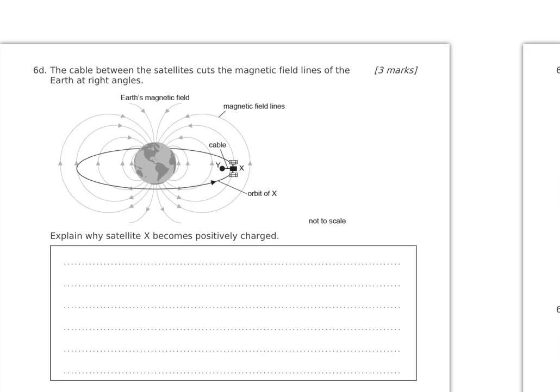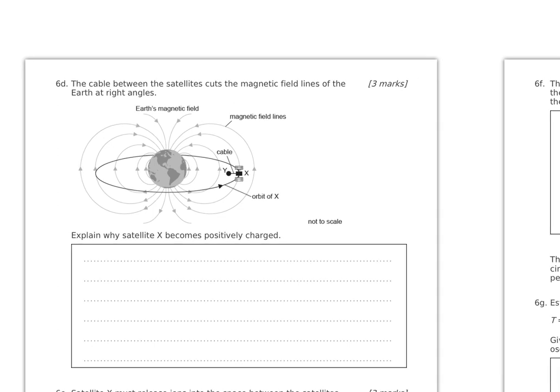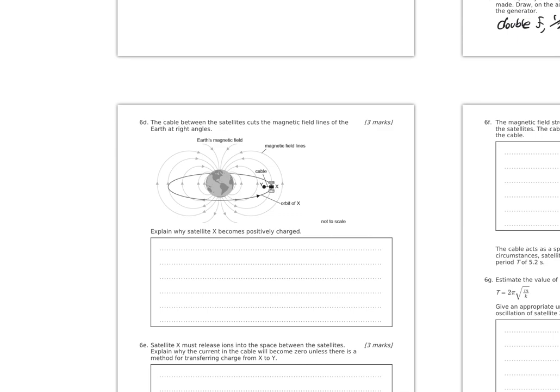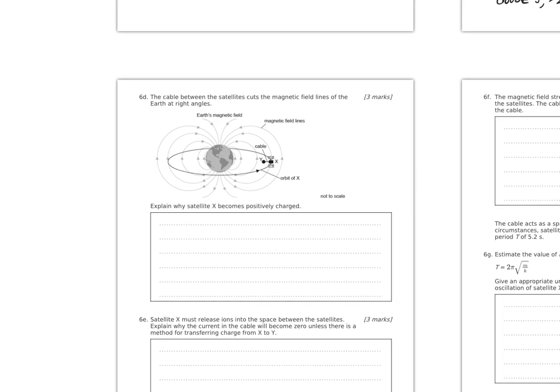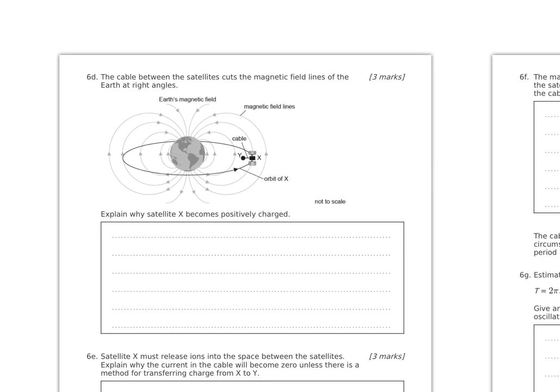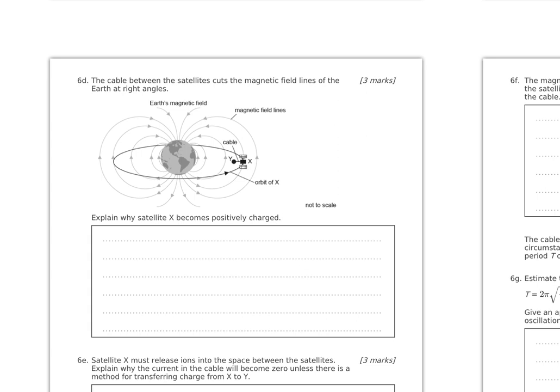But here we look at that. We have a magnetic field. And so satellite X and Y are connected by means of a tether. And so we have a conducting cable moving in a magnetic field. And so why does satellite X become positively charged? Because of induction. Now, it says explain why. This is 3 marks. So you can't just say because induction, duh. You have to be a little more specific than that.